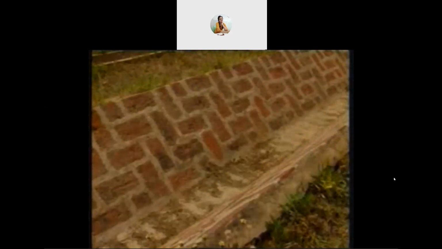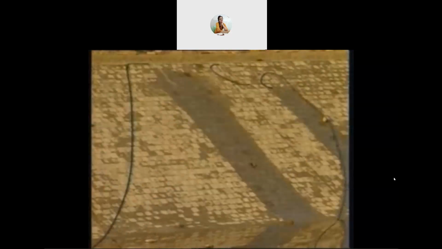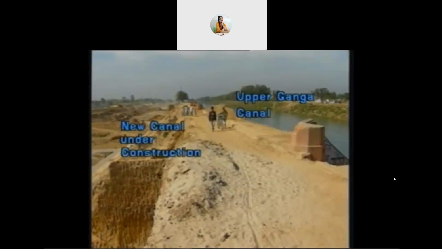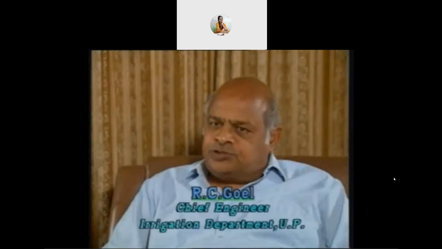Out of so many types of linings, what are the criteria used in the selection of a lining? We put this question, with reference to the modernization of the Upper Ganga Canal, to Shri R.C. Goel, Chief Engineer, Irrigation Department. The basic criteria are two: costs and the time that we use in their construction.